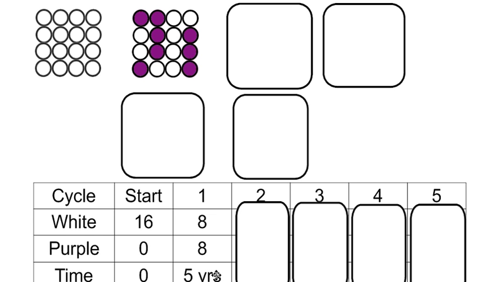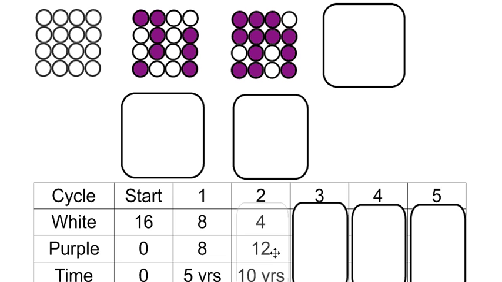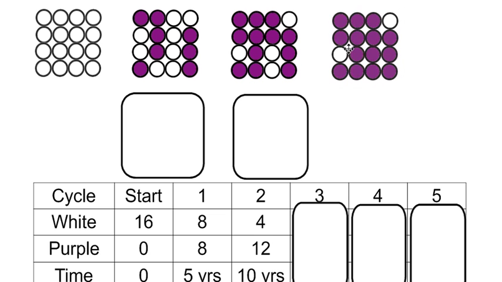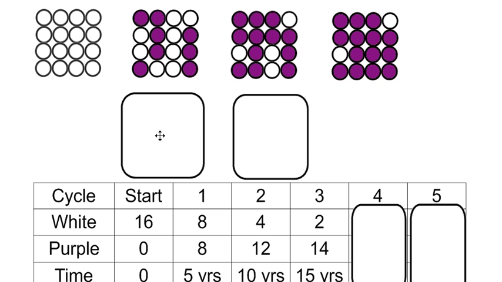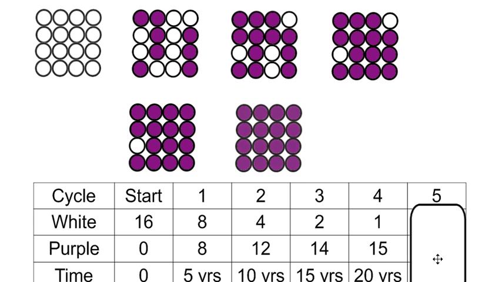I made up the half-life. Now, after the next cycle, I've got 8 remaining. 4 of those would decay, and I'd be left with 4. So now I'd have 4 and 12, and 10 years would have passed. Then 2 more. Then 1 more. And then that last one would decay.